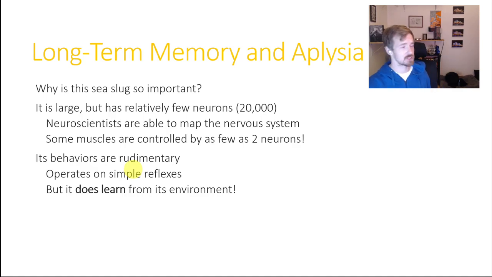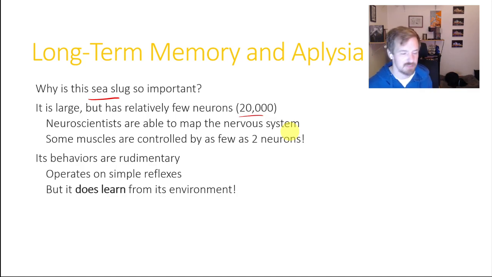In other words, how any kind of learning takes place, we can come back to the sea slug and thank it dearly for the lessons it's given us. The reason people have been using sea slugs is, for one, it has relatively few neurons. We're talking about 20,000 neurons in its entire body, which sounds like a lot, but it's actually very small, especially when you consider the human brain has about 70 billion neurons.